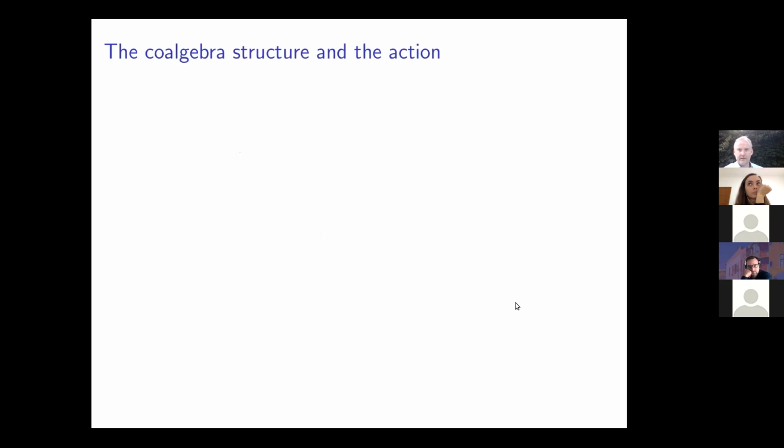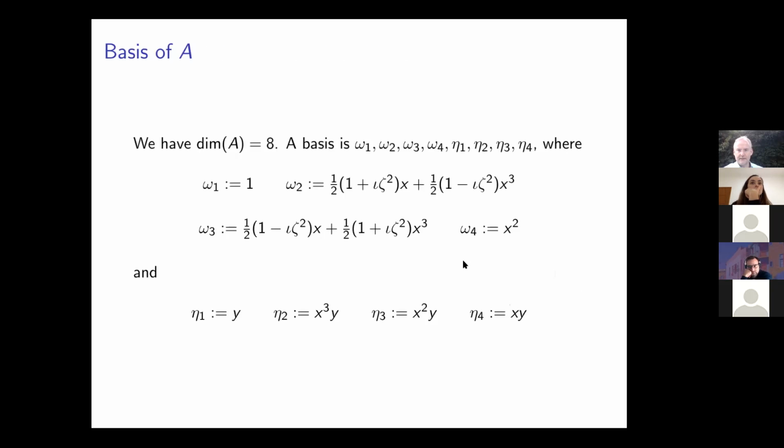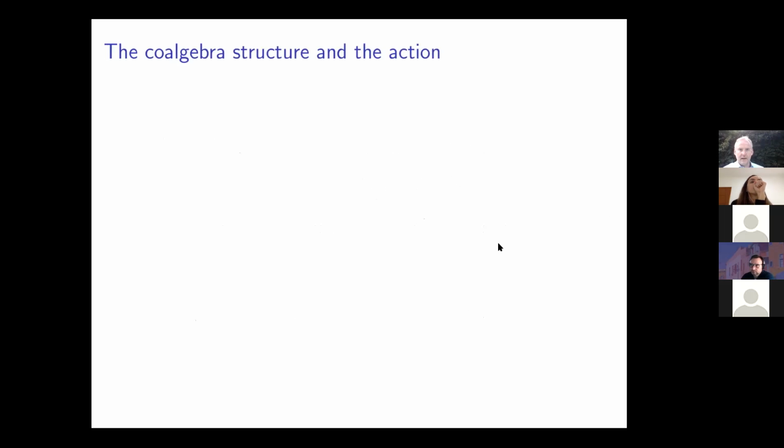Why do I introduce this basis? By the way, one comment: you see the iota in 4 places. It shows up only in this transition matrix from one basis to the other. So in a certain sense, you can define A without using iota.